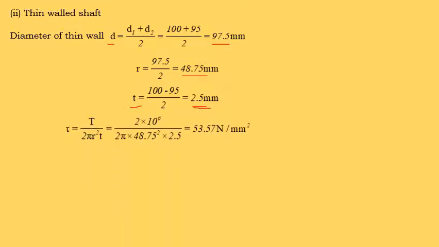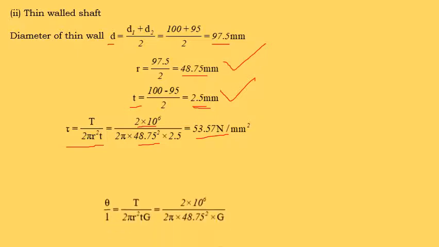Now we are going to use the equations. So this is the equation for shear stress for thin walled shafts or thin walled tubes. Tau is equal to T divided by 2 pi r square into t. Torque given is 2 into 10 to the power of 6, and radius is 48.75 millimeter. Thickness is 2.5. So if we simplify this equation, we get 53.57 Newton per millimeter square.